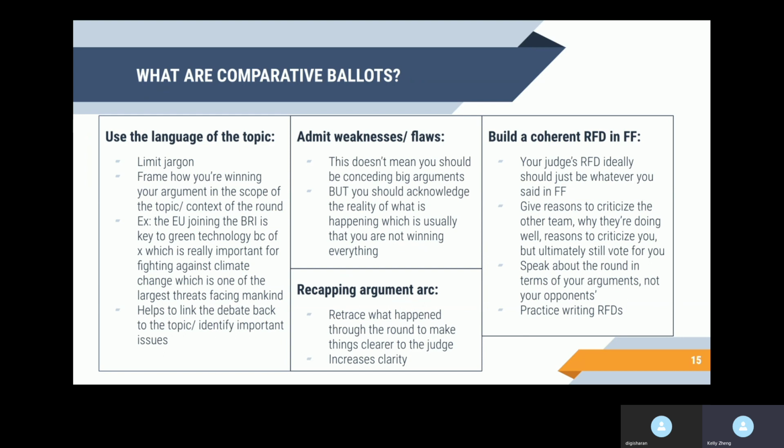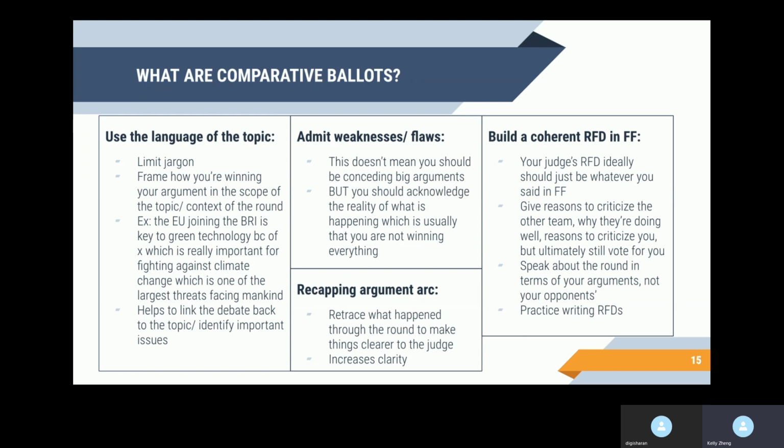The second thing you can do is admit weaknesses and flaws, which doesn't mean that you should be conceding big arguments or making huge concessions in crossfire. But as I said earlier, you should be acknowledging the reality of what's happening in the round, which means that you are usually not winning everything. And that's something that you should acknowledge in the second half of the round to make the ballot much more realistic for the judge.